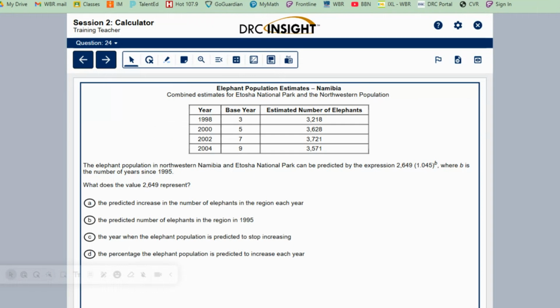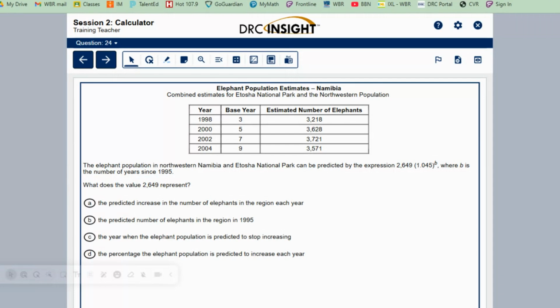It says that an elephant population in northwestern Namibia, in Etosha National Park, can be predicted using this expression. B is representing the number of years since 1995. So this experiment, the counting of the elephants, began in 1995. So the way this table is set up, here is the year. Since 1998 is 3 years past 95, the base year would be 3. And then this table gives us the estimate.